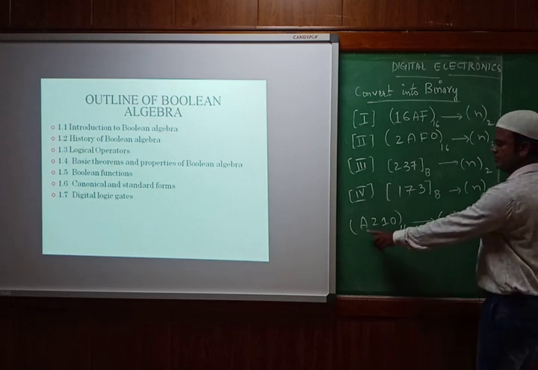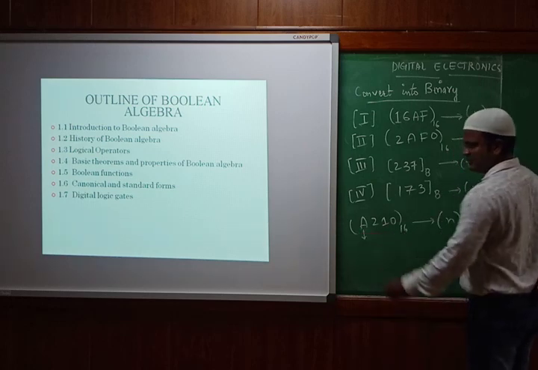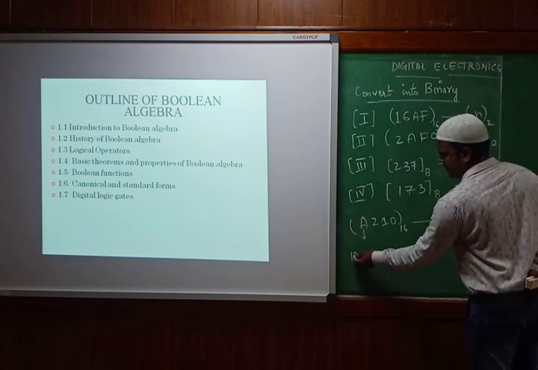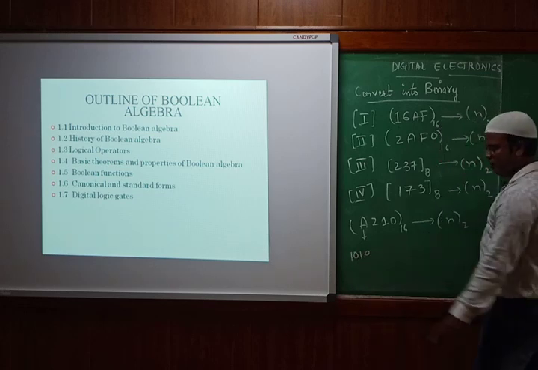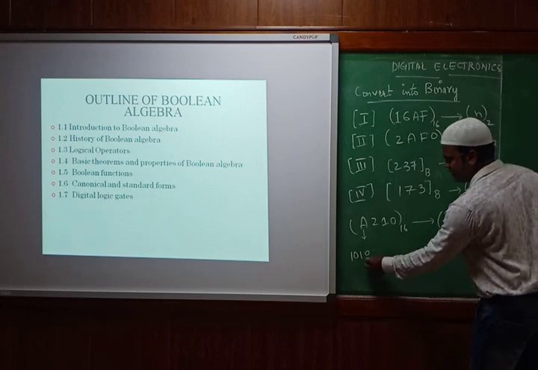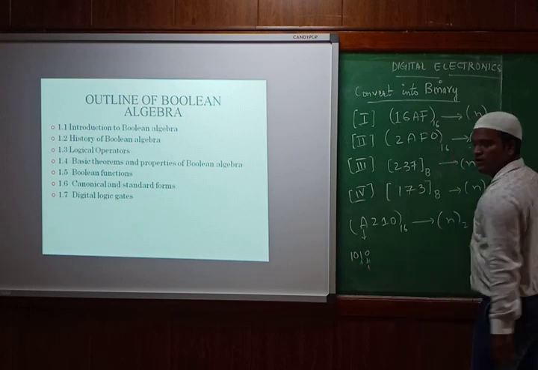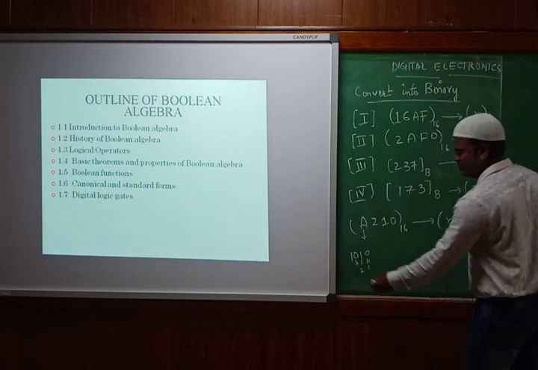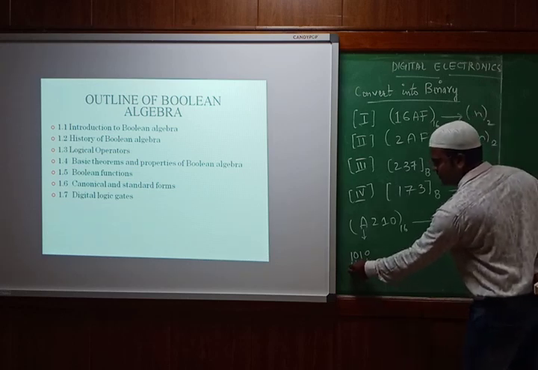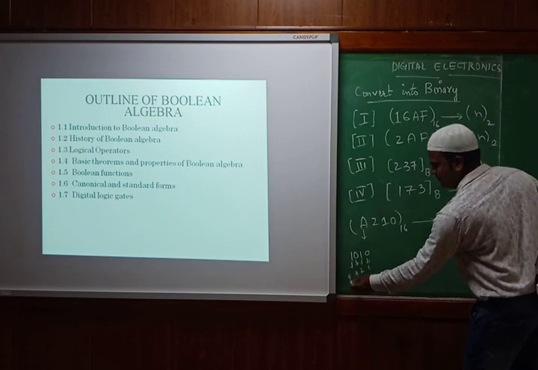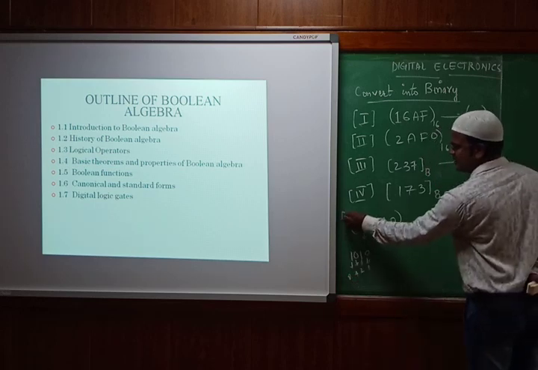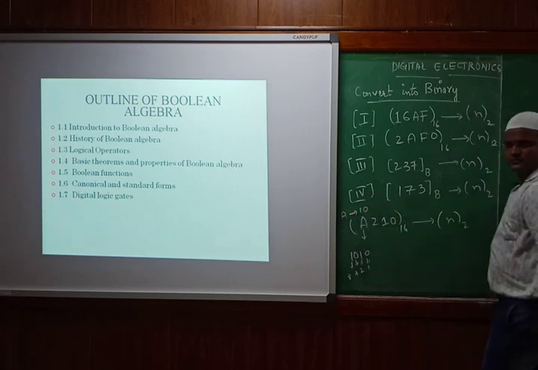So what does A mean? A is 10. For 4 bits, how to write 10? The value 10 you need to write is 8 plus 2. How am I writing 1, 0, 1, 0? Because this is 2 power 0, it is 1. This is 2 power 1, it is 2. This is 2 power 2, it is 4. This is 2 power 3, it is 8. That means 8 plus 2 is 10. 10 means A.